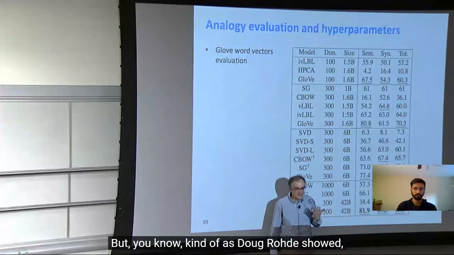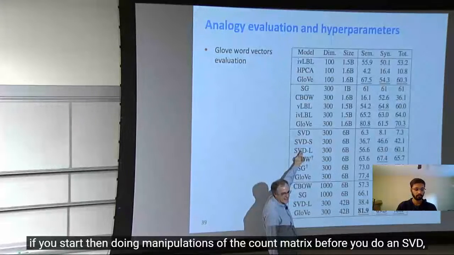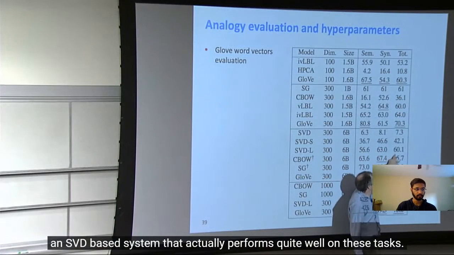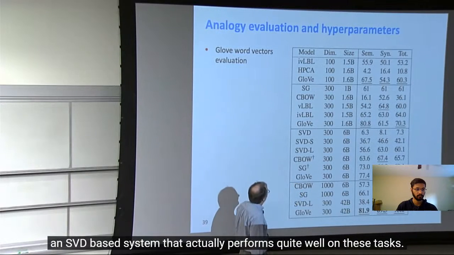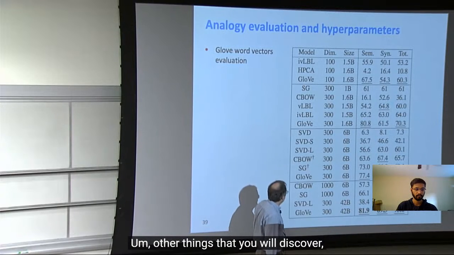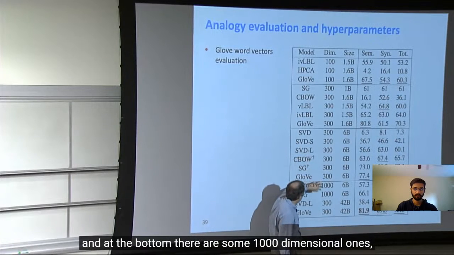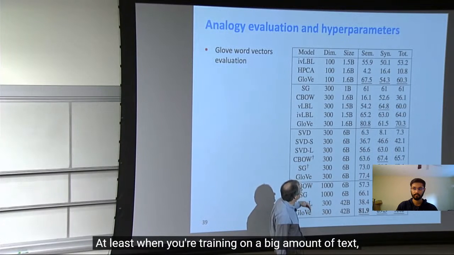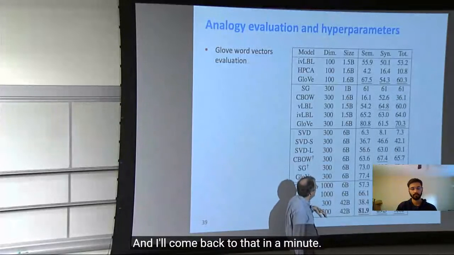But, as Doug Rohde showed, if you start doing manipulations of the count matrix before you do an SVD, you can actually produce an SVD-based system that performs quite well on these tasks, not badly against other things. Other things that you will discover: at the top there are 100-dimensional ones, and at the bottom there are some 1,000-dimensional ones, and other 300-dimensional ones. At least when you're training on a big amount of text, bigger dimensionality definitely works better, and I'll come back to that in a minute.